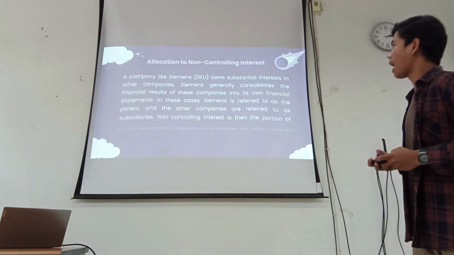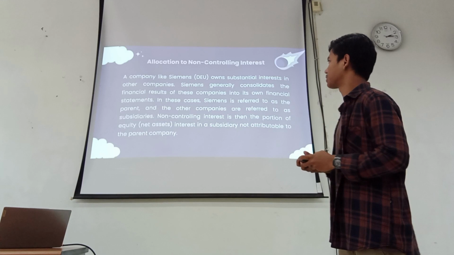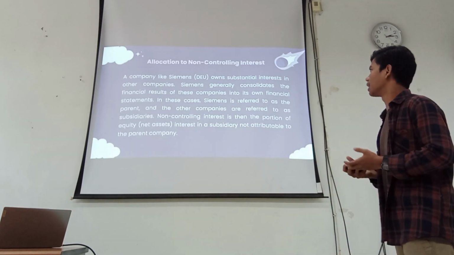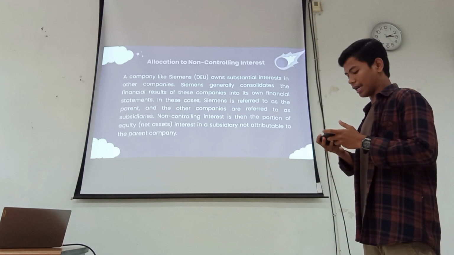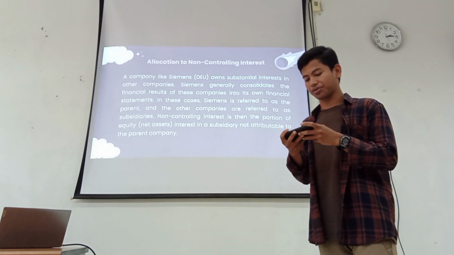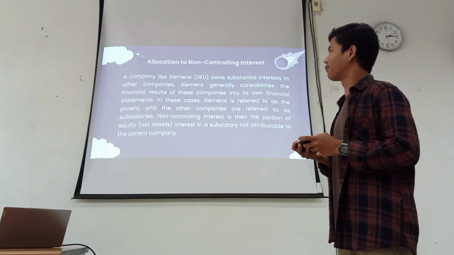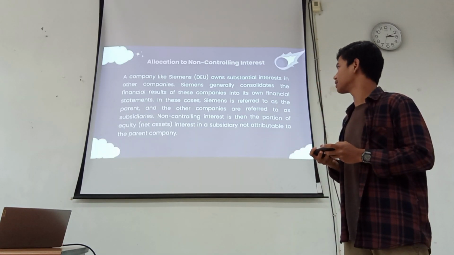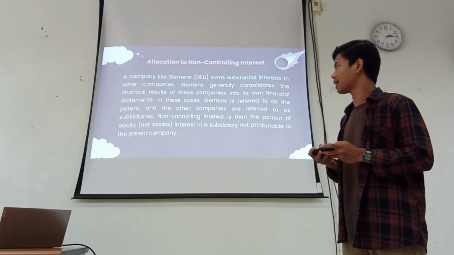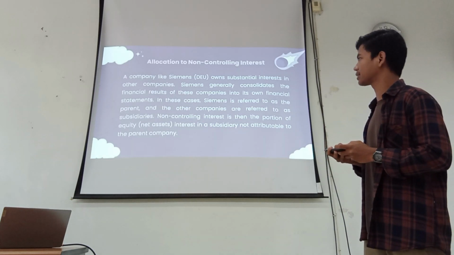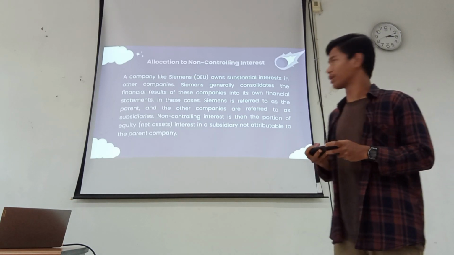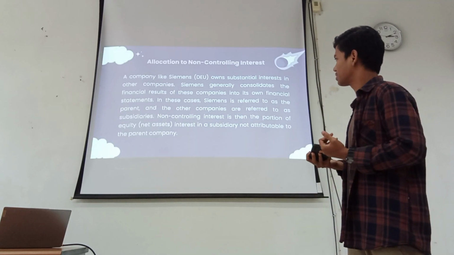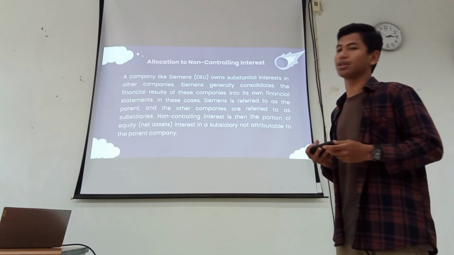And next is allocation to non-controlling interest. A company like Siemens from Deutschland owns a substantial interest in other companies. Siemens generally consolidates the financial results of these companies into its own financial statements. In these cases, Siemens is referred to as the parent, and the other companies are referred to as subsidiaries. Non-controlling interest is the portion of equity interest in a subsidiary that is not attributable to the parent company.